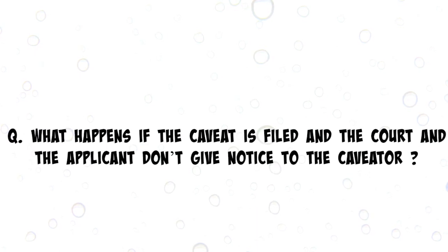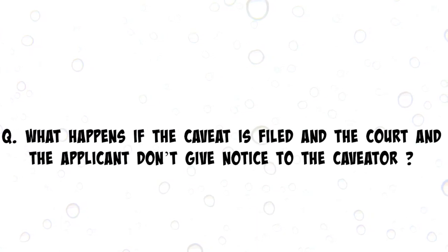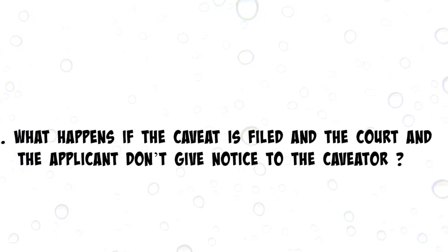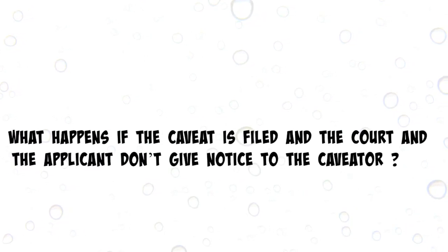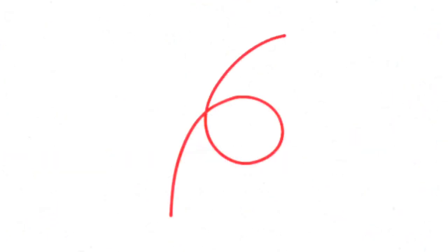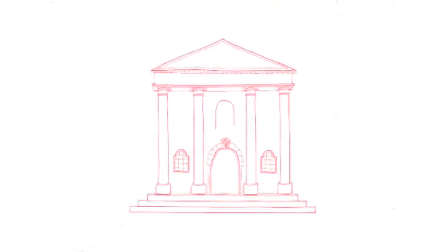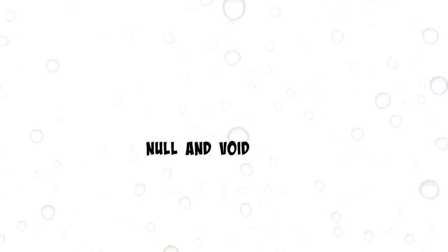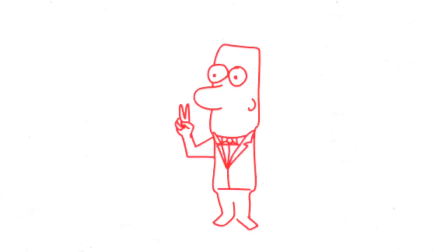And finally, the last question. What happens if a caveat has been filed, but nobody tells the caveator that the application was filed in the case? No one informs him, and they just carry on with the case like he'd never filed the caveat. What happens in this case? That unfortunately cannot be done because the court is bound by the caveat, and if the court or the applicant ignores it and they do not inform the caveator, then whatever decree or order is passed, that becomes null and void, my friends. And that is everything you need to know about caveat.